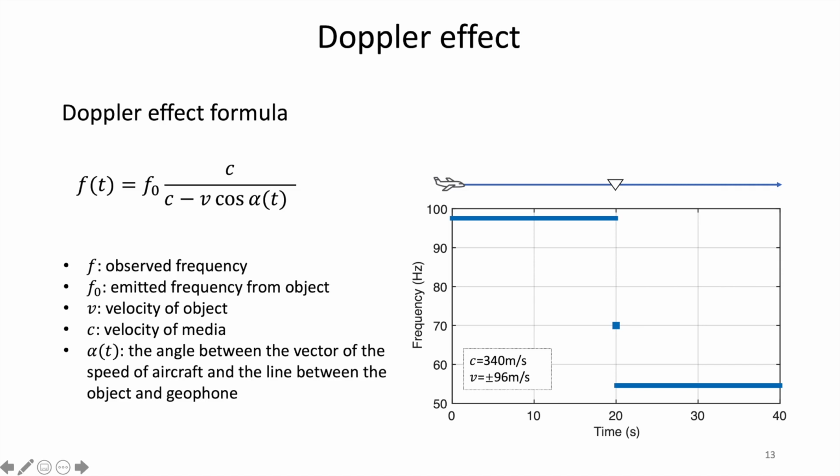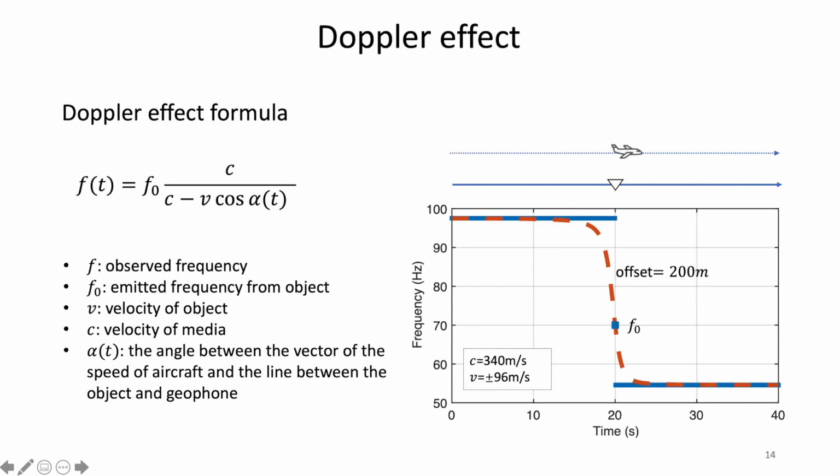When the aircraft is coming towards us, its velocity is positive. We will observe a high constant frequency. When the aircraft reaches the point of the receiver, the observed frequency will jump to the emitted frequency. When the aircraft is going away from us, the observed frequency will jump to a low frequency.